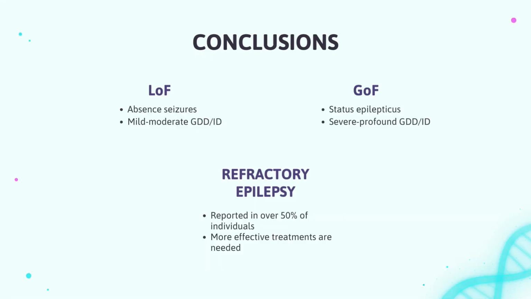To summarize, the researchers found that loss-of-function variants are associated with absence seizures and mild to moderate GDD and ID. Gain-of-function variants, on the other hand, are associated with status epilepticus and severe to profound GDD and ID. Finally, they found that refractory epilepsy is present in over 50% of epilepsy patients, signaling that more effective anti-seizure medications are needed for CACNA1A patients.